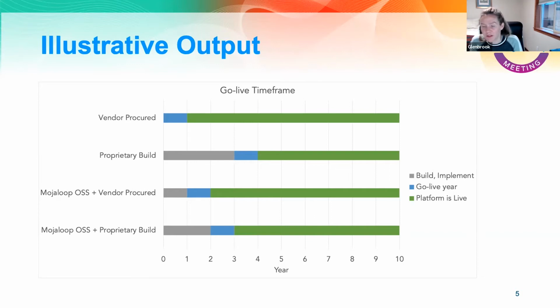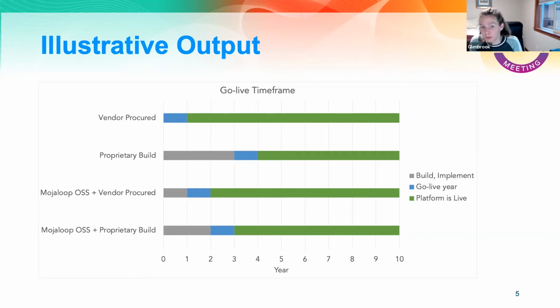So some of the innate assumptions that you may have about different approaches could be reflected in this timeline. But what I want to say here, and this is not reflected on the page, is that although the 2 Mojoloop solutions are slightly slower to go live relative to the vendor procured, the Mojoloop platform supports a cost recovery more quickly than any of the other 2 platform approaches.